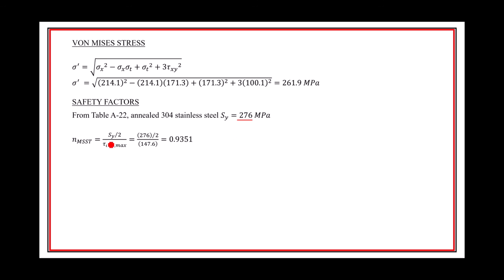And so for the maximum shear stress theory, you take the shear yield, which is the normal yield divided by 2, and then you divide it by the absolute maximum shear. So here's my safety factor, but we only want to use 2 decimal places. So there you go. And here's the distortion energy theory. It's just the yield strength divided by the von Mises stress. So here is the answer.